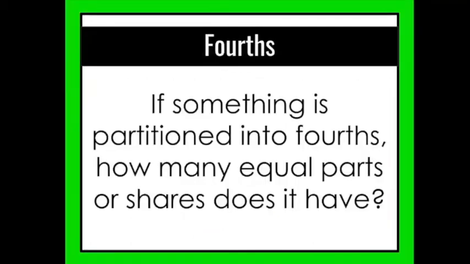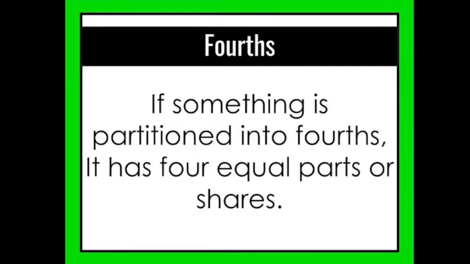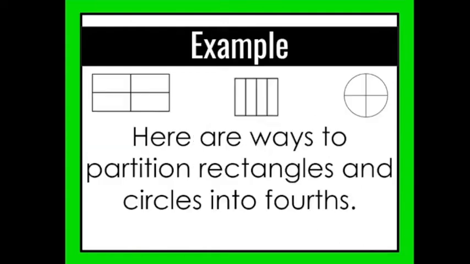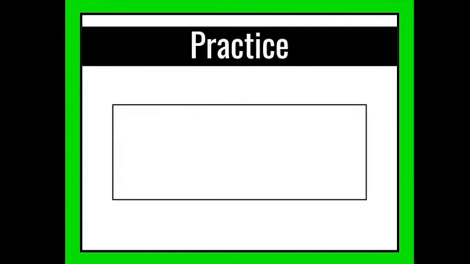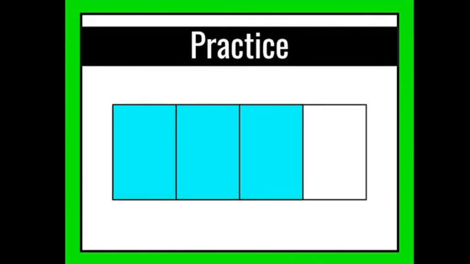Fourths. If something is partitioned into fourths, how many equal parts or shares does it have? If something is partitioned into fourths, it has 4 equal parts or shares. Here are ways to partition rectangles and circles into fourths. Let's practice. 1/4, 2/4, 3/4, 4/4, or 1 whole.